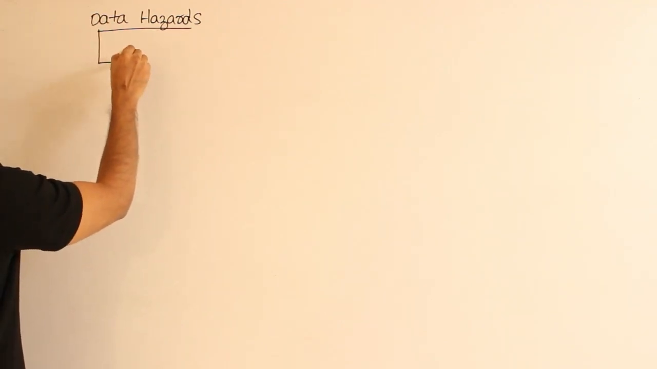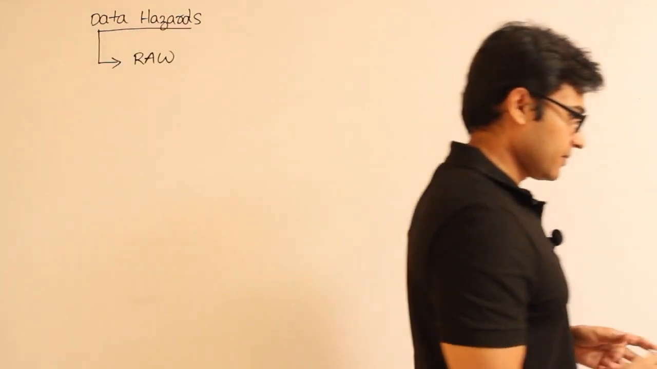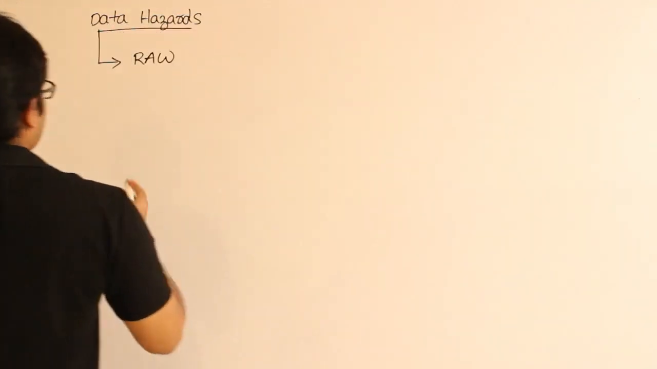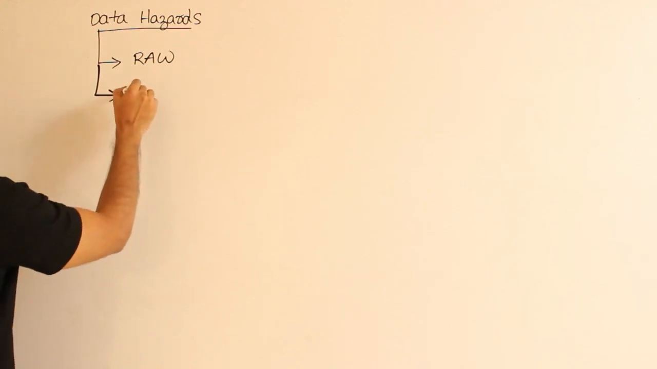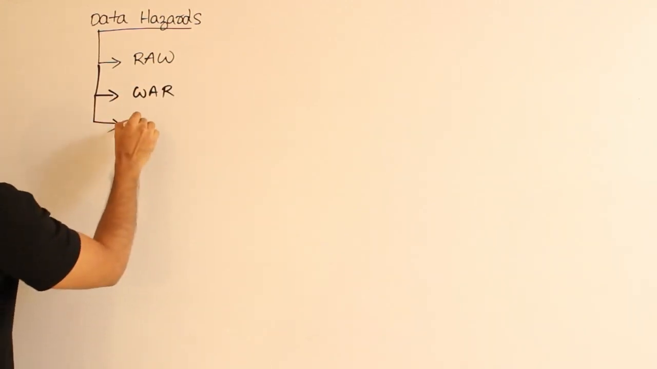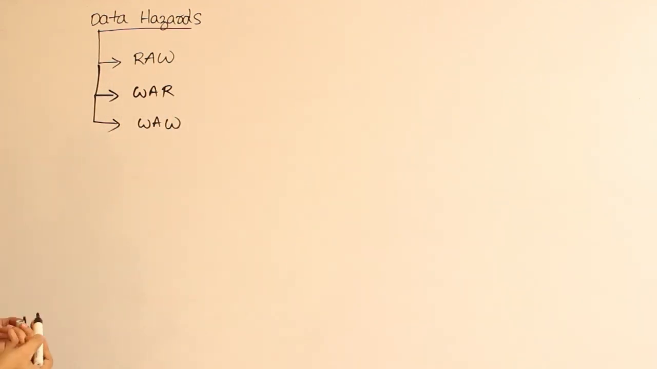One hazard is called read after write hazard or read after write dependency, the second one is called write after read dependency, and the third one is called write after write dependency. We have already seen such examples in databases while dealing with transactions. They are exactly the same, but here, instead of talking about transactions, we'll talk about instructions.